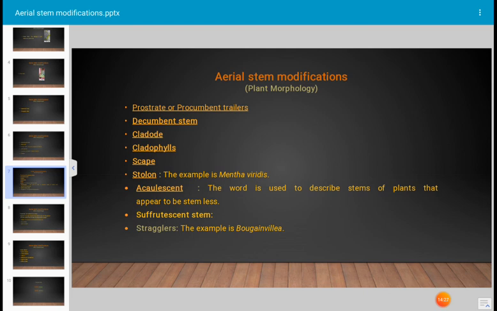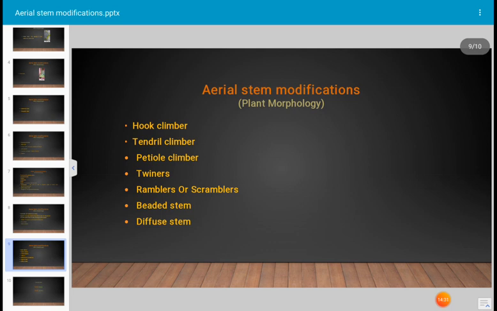Next, beaded stem. The stem of certain xerophytic plants appears like a beaded chain. It is repeatedly constricted at certain distances from base to top. Such stems are described as beaded stems. All these are the different modifications of the stem.